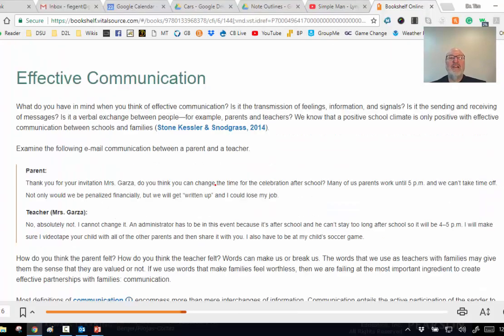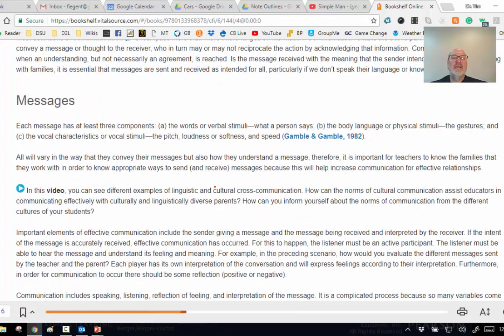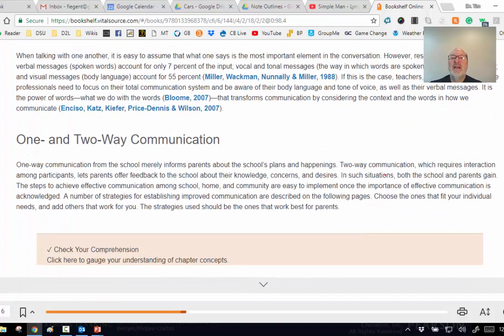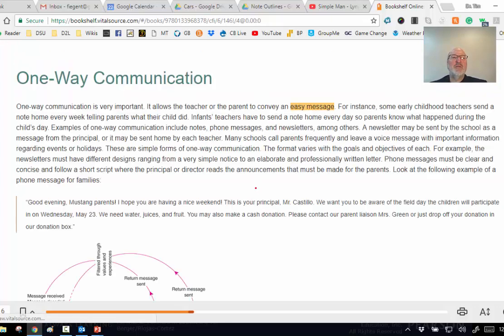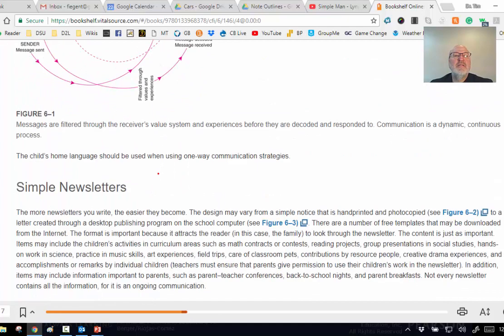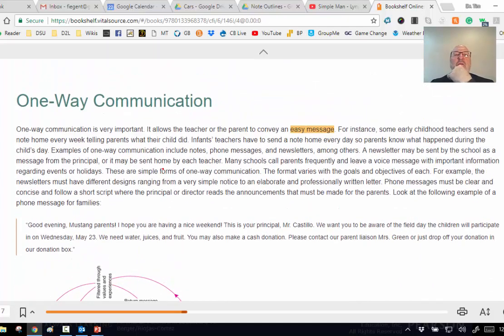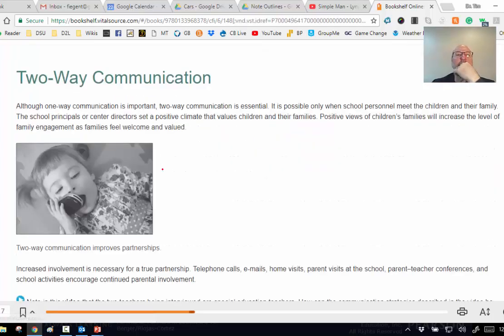And let me go back here because I want to look at this with you again, like one-way things. In both school and parents, a number of strategies have to improve. For instance, some child would send a note home. Examples are this. I thought there was a place where it tells you, well, the thing about one-way, obviously, is there's no way for them to communicate back. And then we go to two-way, and then that alleviates it. Well, one-way is important, two-way is essential.